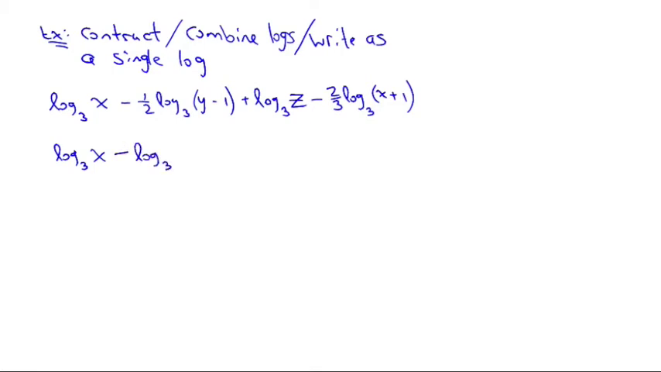So it's log base 3 of y minus 1 to the 1/2 power. What's a better way of writing that? Square root. So I'm going to write the square root of y minus 1. I won't mark you wrong on a test if you leave it as that to the 1/2 power, but square root's just nicer. All right, nothing I can do to the log base 3 of z.